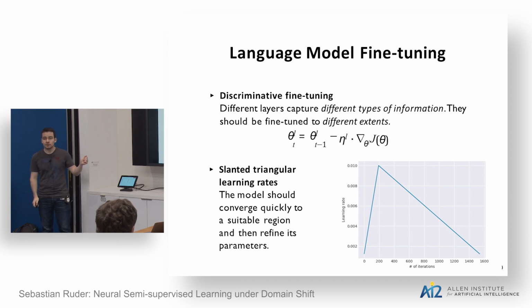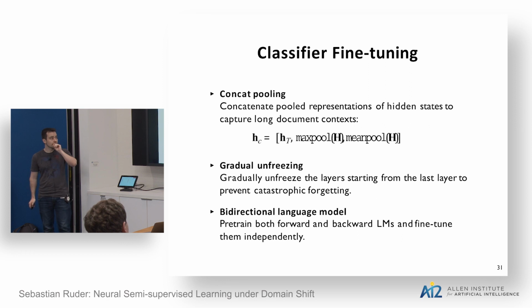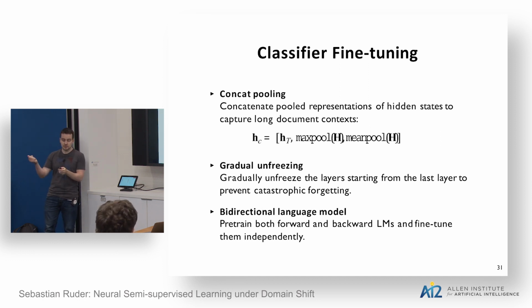And then secondly, we also found it useful to use a special learning rate schedule that increases the learning rate rapidly and then slowly decays it over the course of training. And then finally, for fine-tuning the classifier, to make it easier for the model to backpropagate the information, in addition to just using the final hidden state for prediction, we also use a max pooled and a min pooled representation over the hidden states, to make it easier for the model to use information in the final classification layer.